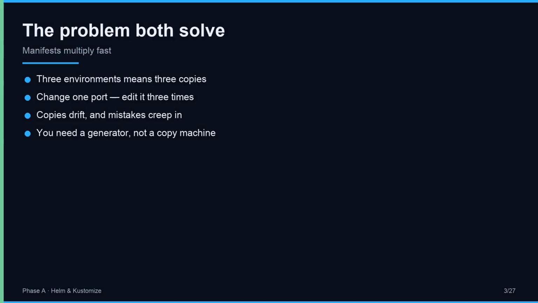Here is the problem both tools solve. The moment you have more than one environment, say, dev, test, and prod, you have more than one copy of your manifests. Change one port number, and you are editing it 3 times. 3 copies become 5, mistakes creep in, and the copies drift apart. What you need is a generator that holds one source of truth and produces each environment from it. That is exactly what Helm and Kustomize are.